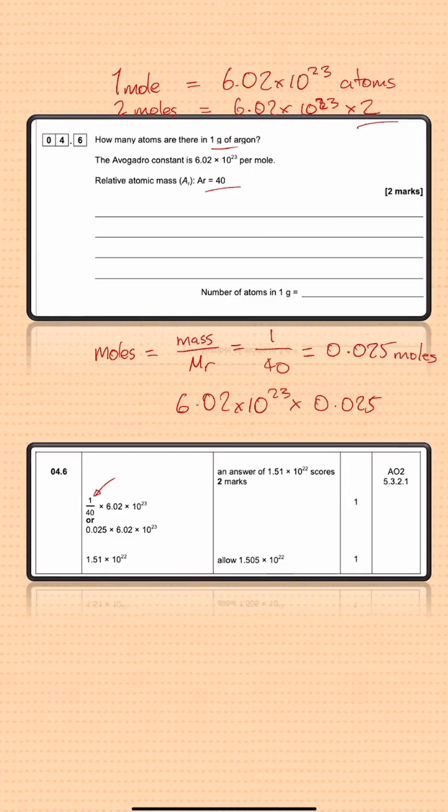That's why we times it by Avogadro's constant. I hope that makes sense. So you multiply all of that and you should get 1.51 times 10 to the 22. Tap on your screen if that made sense and I'll move on. If not, I can explain it one more time. Let me know. Okay, thank you guys. Let's move on to the next one.